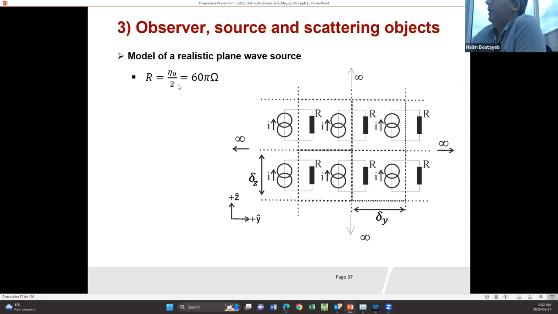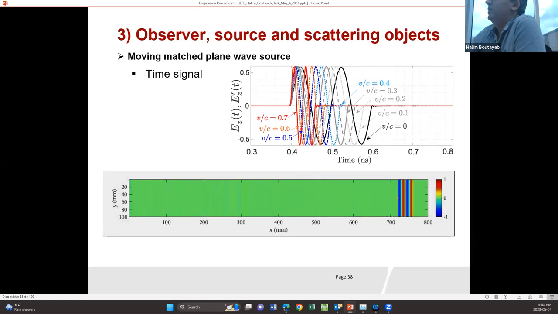We actually propose a more realistic plane wave source. Instead of using only current sources, we use current sources and a resistor. And this resistor will have this value: eta 0 over 2, where eta 0 is the impedance of free space, so 120 pi ohms. If we use this plane wave source and do the same analysis, we will find that there is no increase in the amplitude in the time domain. And this actually makes more sense, and it is in agreement with the moving observer.